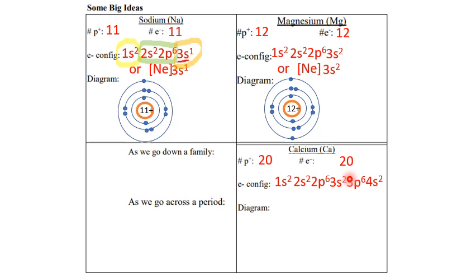6 plus 2, that's 8 times 2, which is 16, 17, 18, 19, 20. We've used all 20 electrons in this situation.